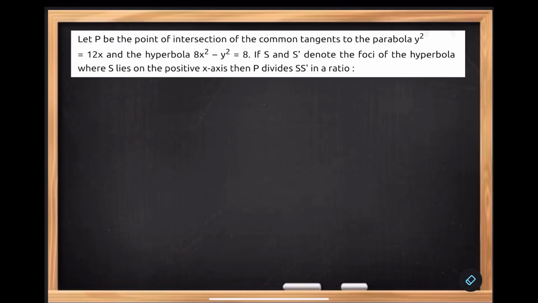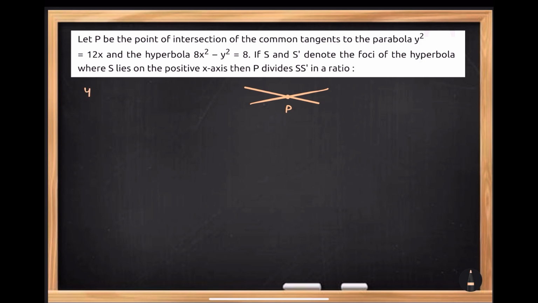Okay, so we got this situation. Let P be the point of intersection of common tangents to the parabola and the hyperbola. Hopefully we will be getting two tangents, and somewhere they will be intersecting. That intersection point is named P, so it is the intersection of tangents.